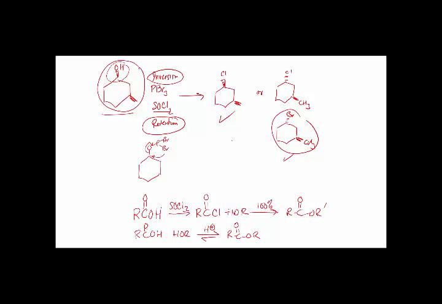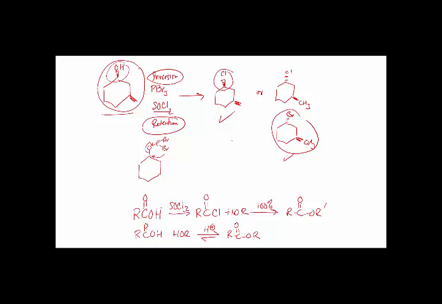So when we're working that, do you want us to specify whether it's inversion? You're going to specify whether it's inversion or retention by whether the product still has a bold or it's become dashed. If it still has a bold, it's retention. If it has a dash, that's been inverted. And if it's 50-50, you have to show both products.